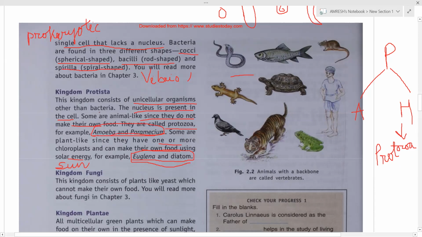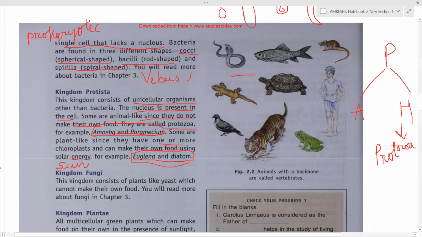So examples you have to remember: protista, unicellular organisms, nucleus is present, and the two kinds of protista. One is the protista that make their own food, that is euglena and diatom, and second is the protista that do not make their own food, amoeba and paramecium.